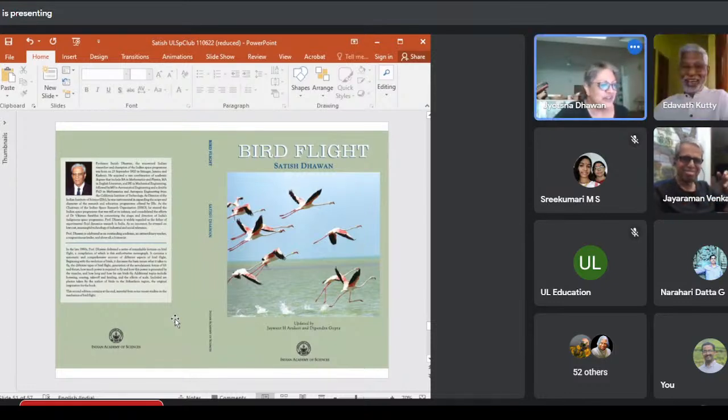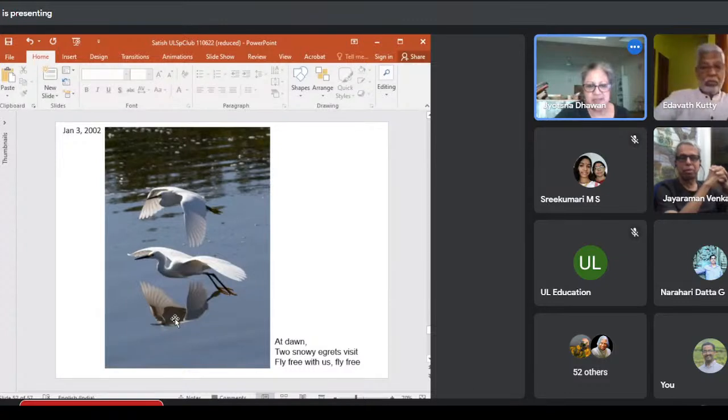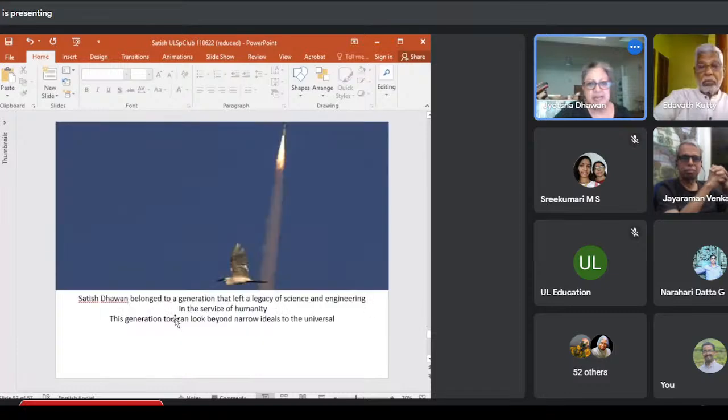In his life, Satish studied elements of flight, and he left a legacy that went beyond aeronautical research and space applications. He passed away in 2002. He belonged to a generation that left a legacy of science and engineering in the service of humanity. This generation also can look beyond narrow ideals to the universal.